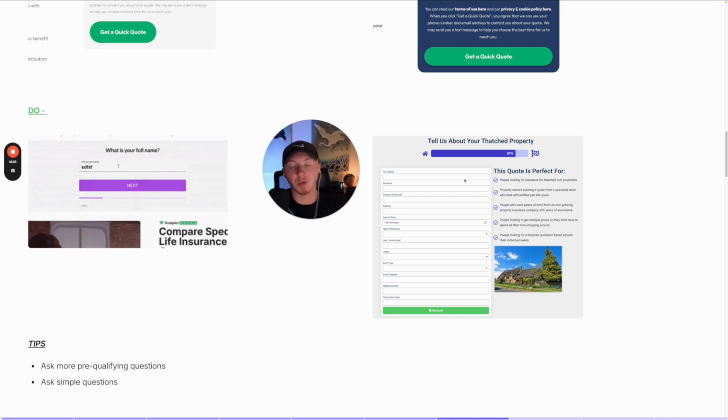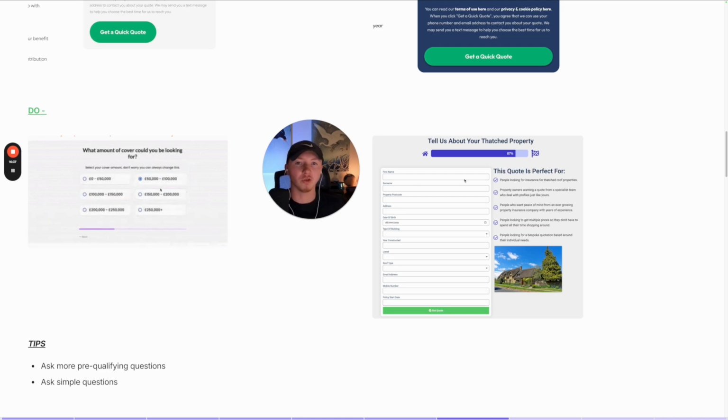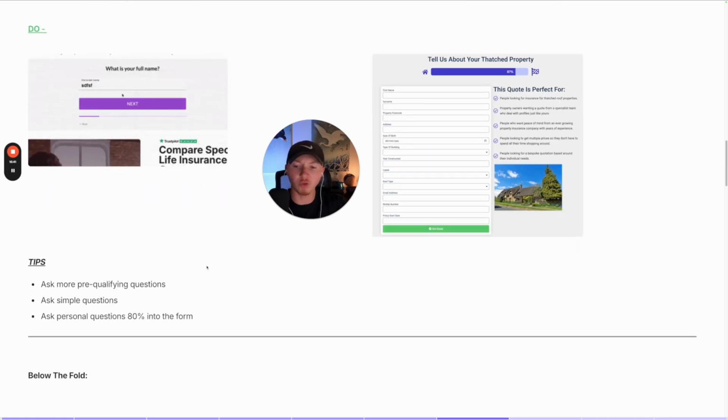And the people that can't be bothered with it, they just don't submit the information. So you're going to get just a better quality of lead that comes through. So here's a few tips.